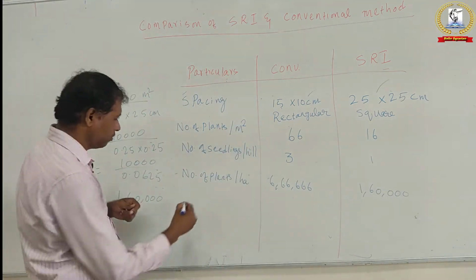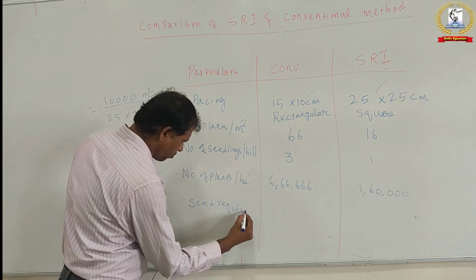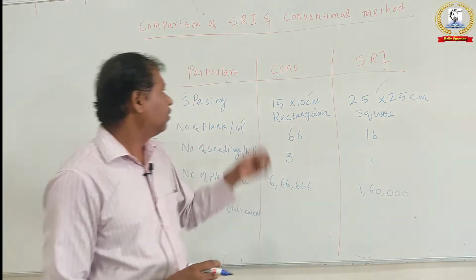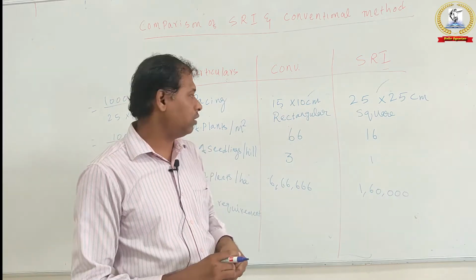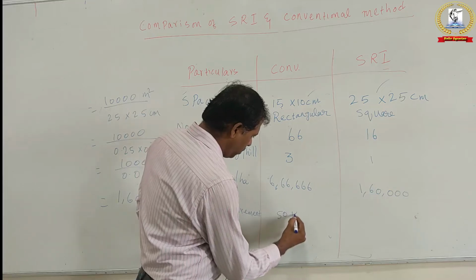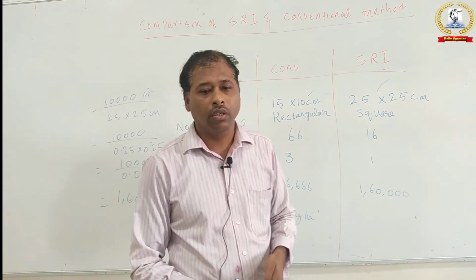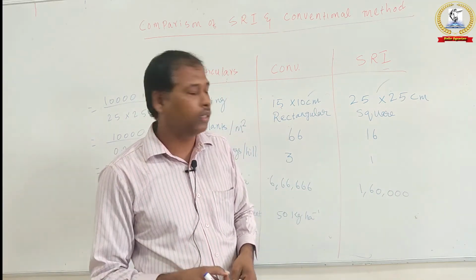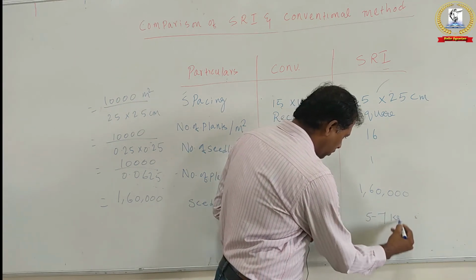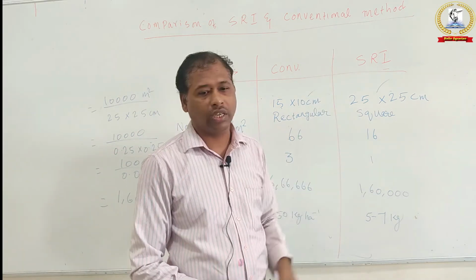Then seed requirement. The next one is seed requirement. In the conventional method, we are using 50 kg per hectare, whereas in the SRI method, we are adopting a very low seed rate, and it is 5 to 7 kg only. Okay, 5 to 7 kilogram seeds in the SRI method.